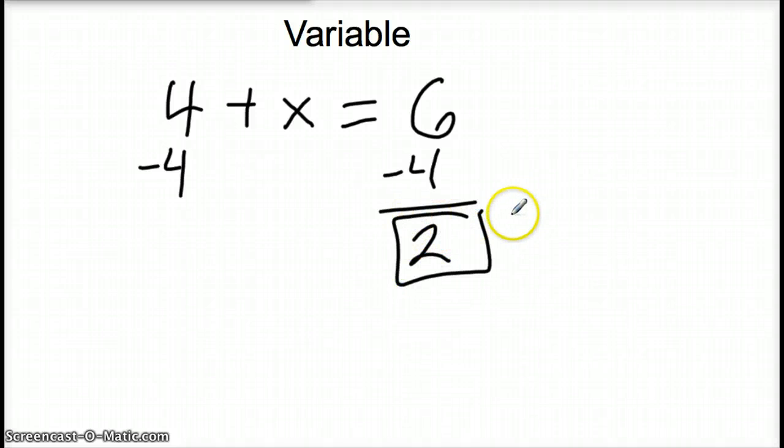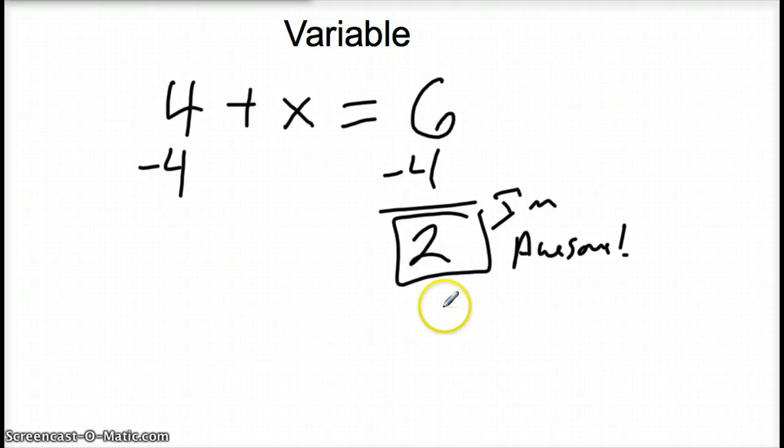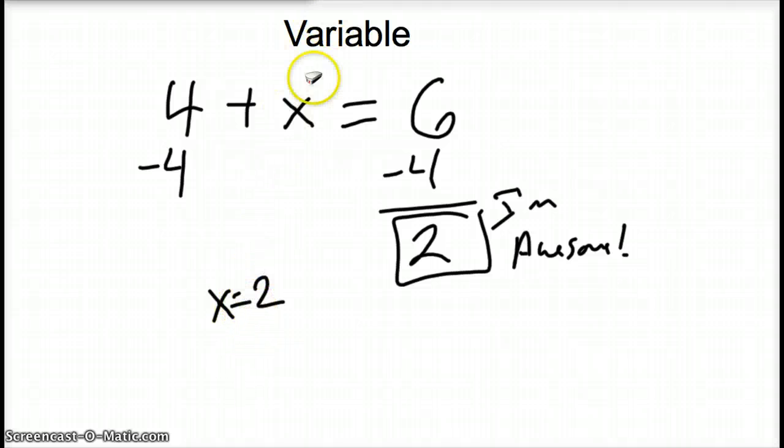I box my answer like a good student, and I say, I'm awesome, because you are. So what is that? That tells us that x must equal 2. That's a great thing to say because we've now solved for x, and we've proven that a variable must equal a number. It will always equal a number. There is no time in which it doesn't equal a number, unless it equals another variable, which then equals a number. And by the transitive rule of algebra, it equals a number. So variables equal numbers. It's very important to know.